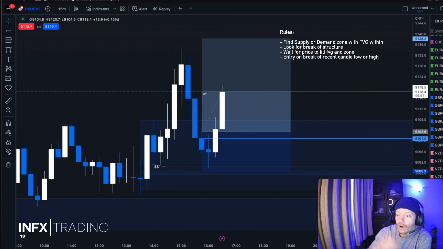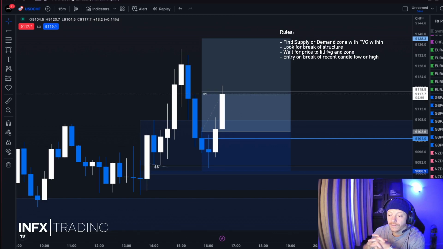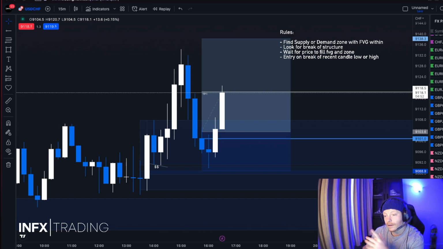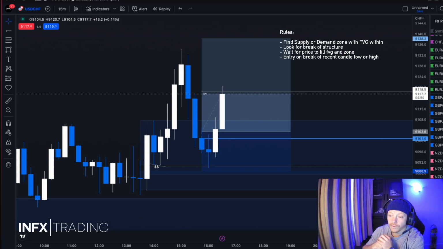Alright guys, so after some bad luck on the 5 minute, the 15 minute has played out nicely. We've hit our first TP. We lost 6.1 pips on the first trade, gained 15 pips here. So we're in profit overall on the day.